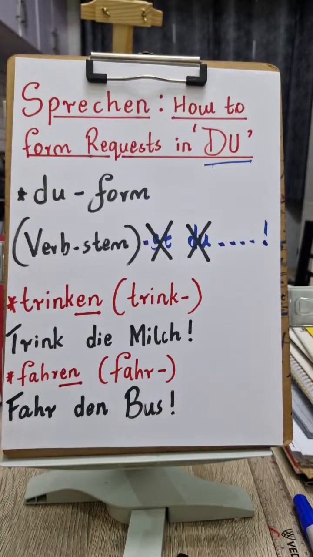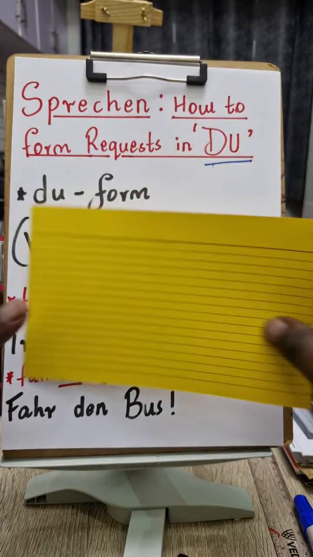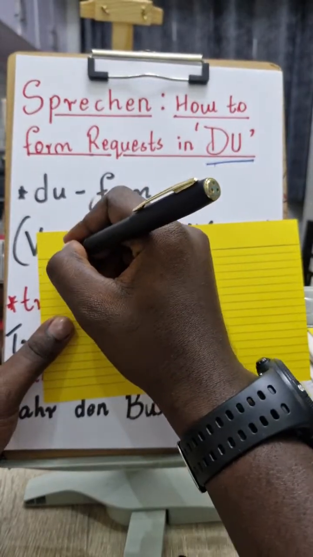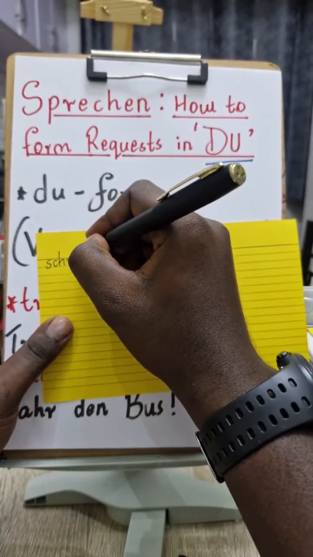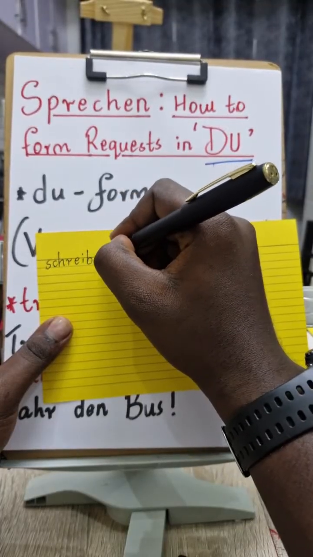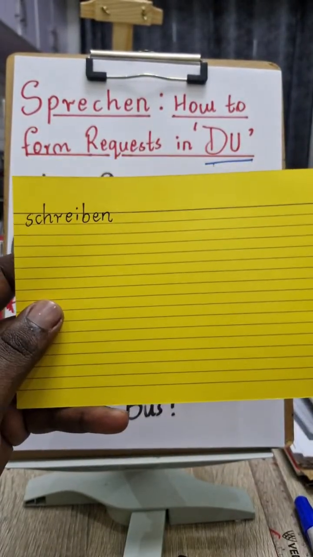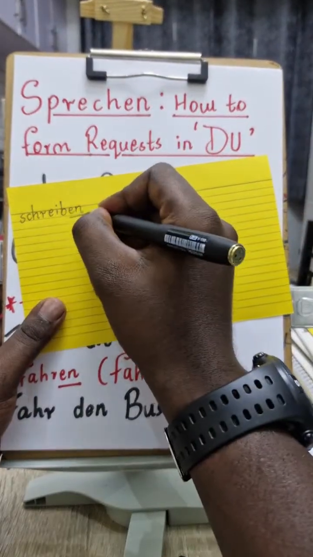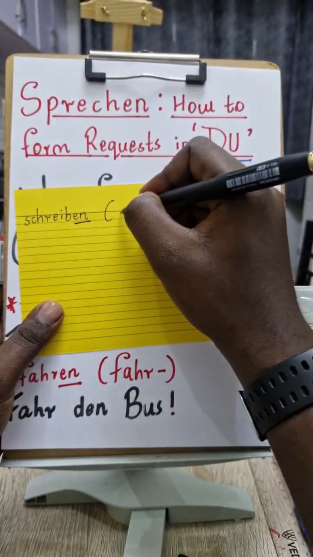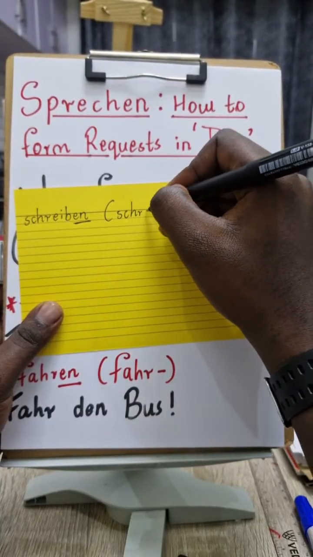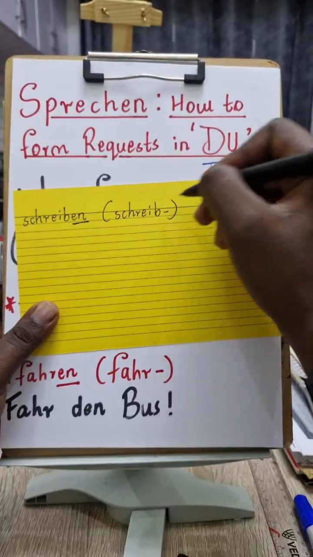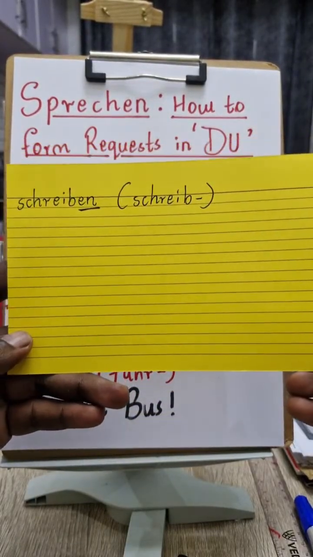Now, how about if you are writing a letter or an email to somebody? Because in the Schreiben section they also tell you to form a request. You are writing an email to a friend, and you want to request that friend to write back to you. To write, the verb is schreiben. If we do the same thing, remove the ending en, and we remain with the verb stem: schreib.